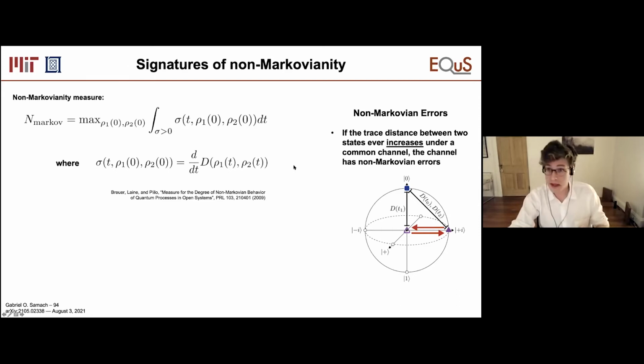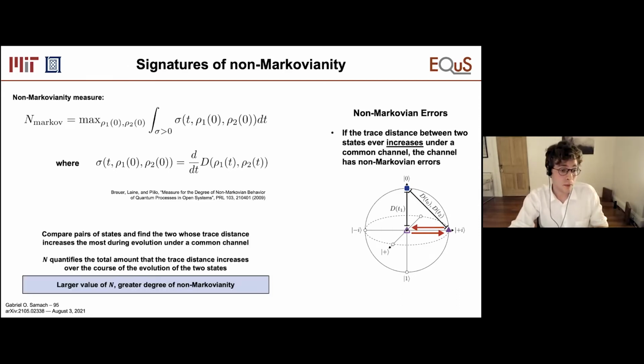In other words, we're going to compare pairs of states and find the two whose trace distance increases the most during evolution under a common channel. So here, N quantifies the total amount that the trace distance has increased over the course of the evolution of the two states. Or, to get to the punchline, larger values of N signify a greater degree of non-Markovianity in our system.